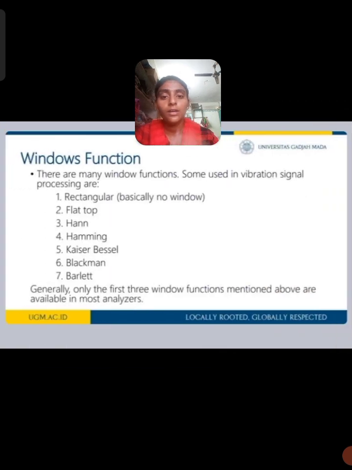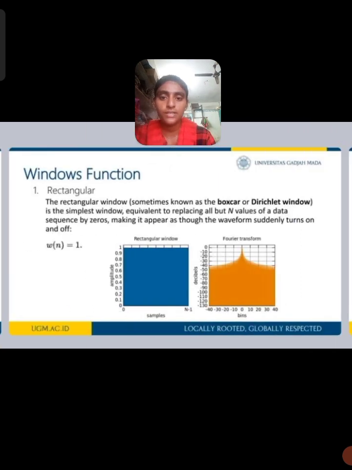The next one, the types of windowing functions. There are many types of windowing functions. Those are rectangular, flat top, Hanning, Hamming, Kaiser-Bessel, Blackman and Bartlett. These are the 7 types of windowing functions. The first one is rectangular.